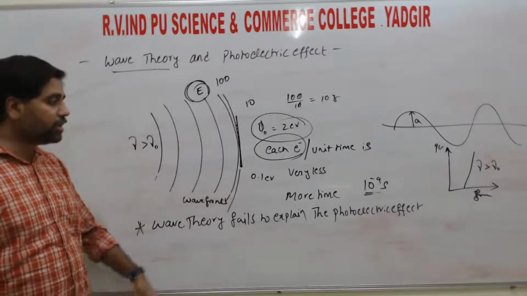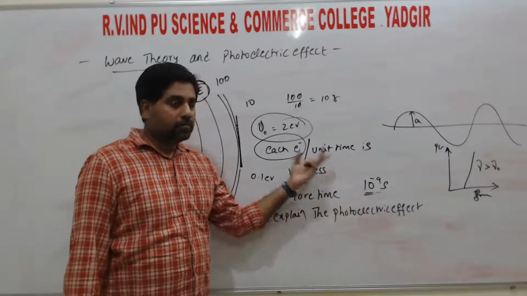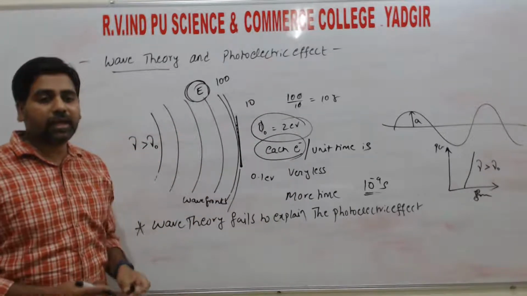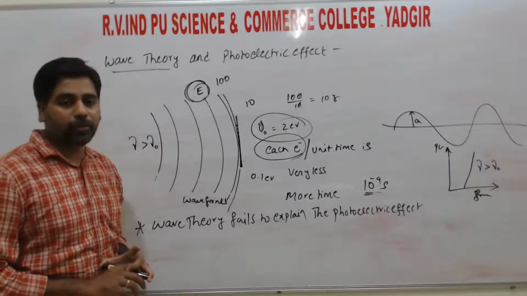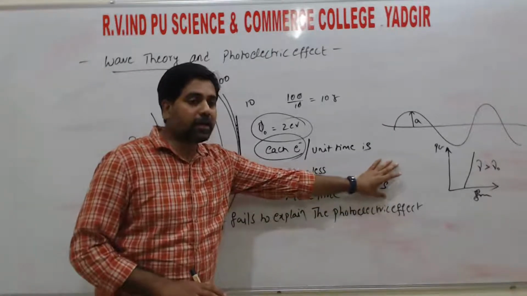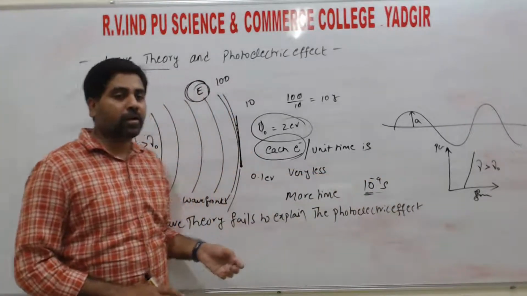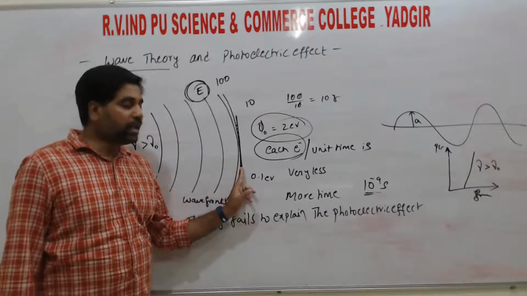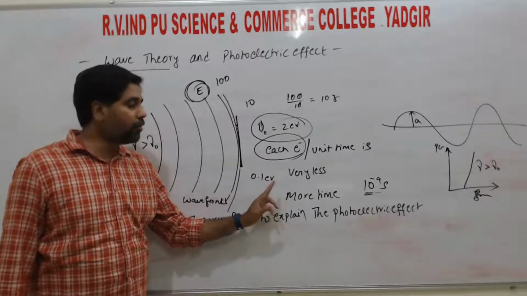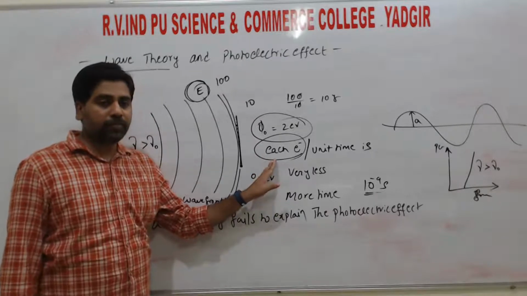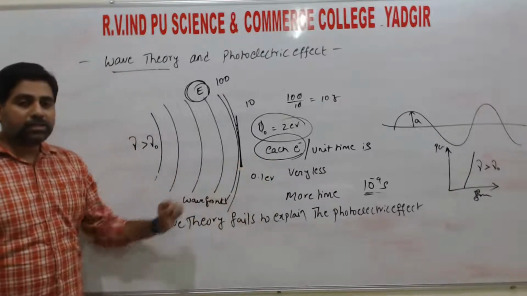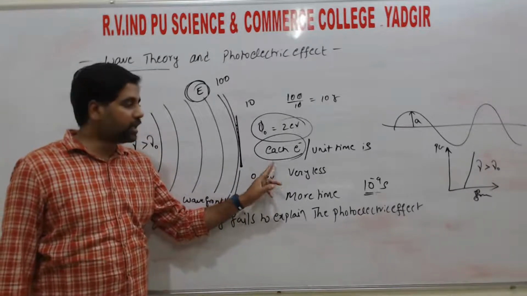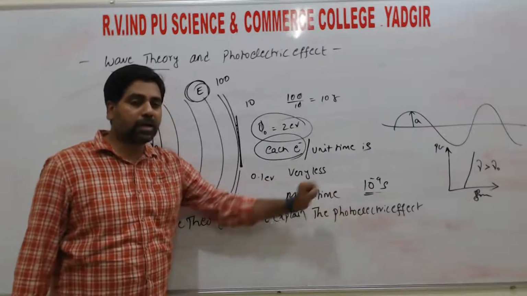In that, the first experimental observation is that photoelectric emission is a very instantaneous process, on the order of 10 to the power of minus 9 second, or it may take more or less than this. But according to the wave theory, for the emission of the photoelectrons, each electron has to wait more time to get the minimum energy to escape from this metal surface. So it will take more time, hence it is contradictory to the experimental observation.